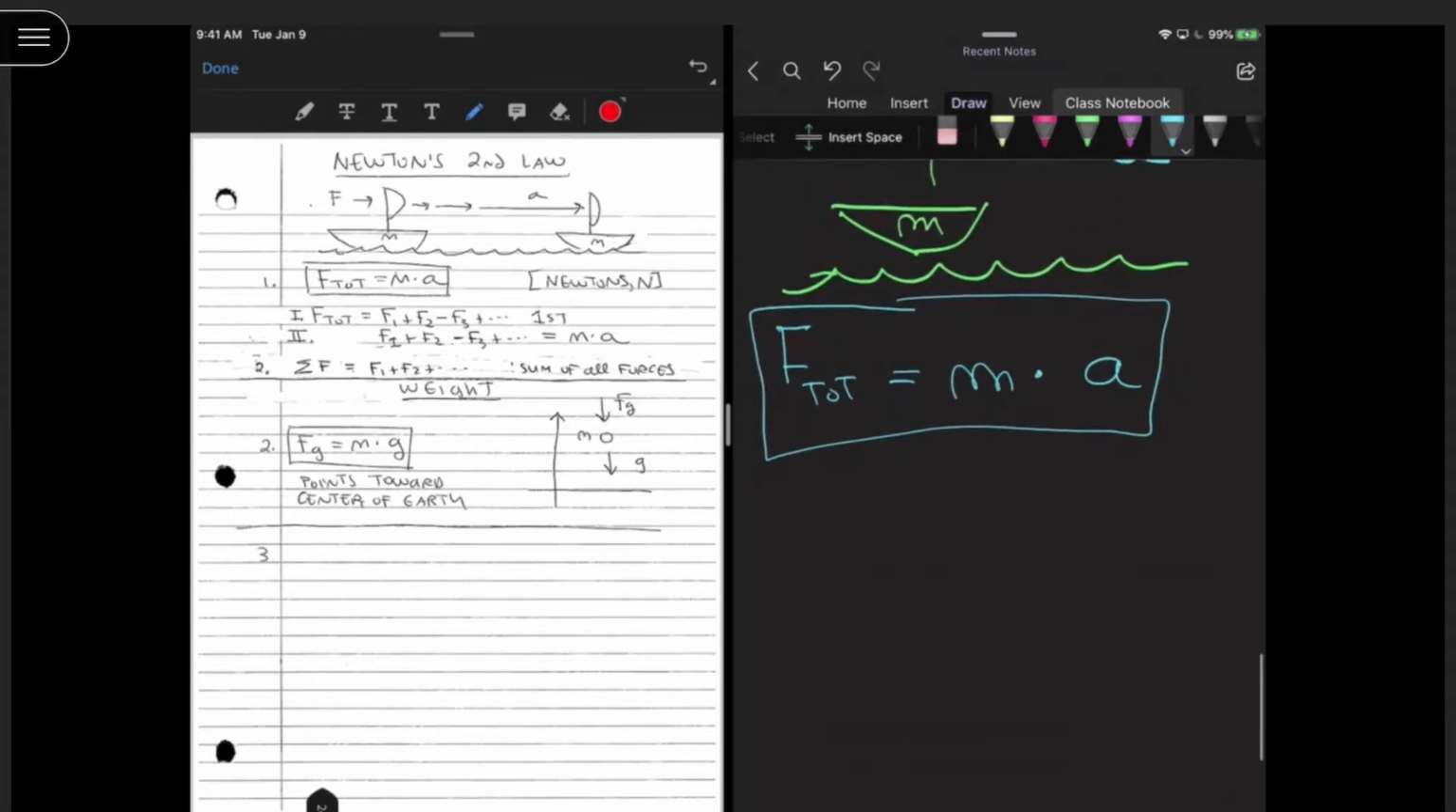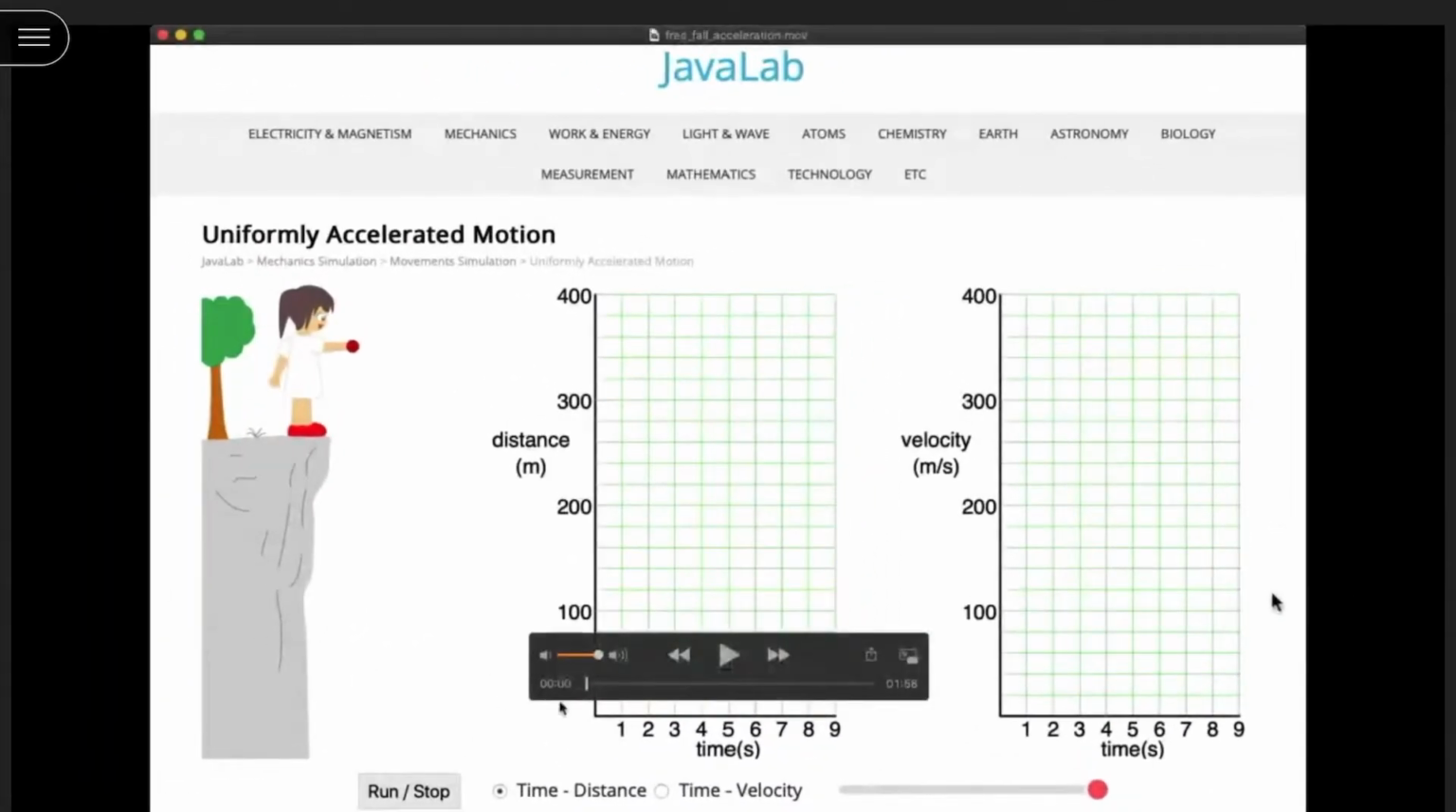Okay. So force is going to have units of newtons, or a capital N. So all forces are going to have units of newtons. We saw this video last class, so I'm not going to play the sound, but this is going to be a clear example.